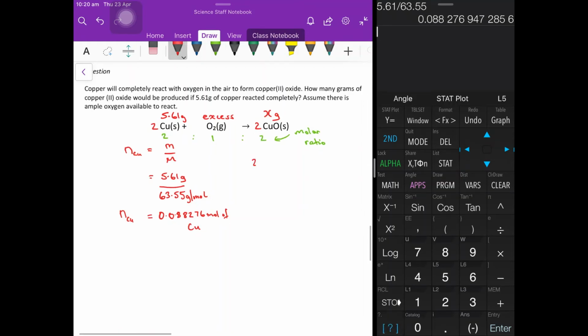It's every 2 mole of copper, so 2 mole of copper forms 2 mole of copper oxide. I rule off underneath, or I draw a line underneath. If I have 0.088276 mole of copper, how many mole of copper oxide will I produce?